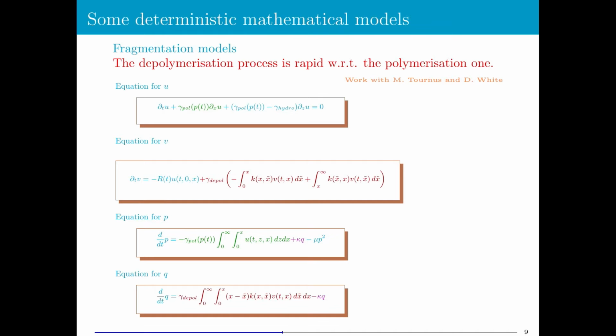So we changed the equation on V here, and the depolymerization is now modeled thanks to a fragmentation term, and we are still working on it, and we simplify this model to try to look at the asymptotics of this kind of things.